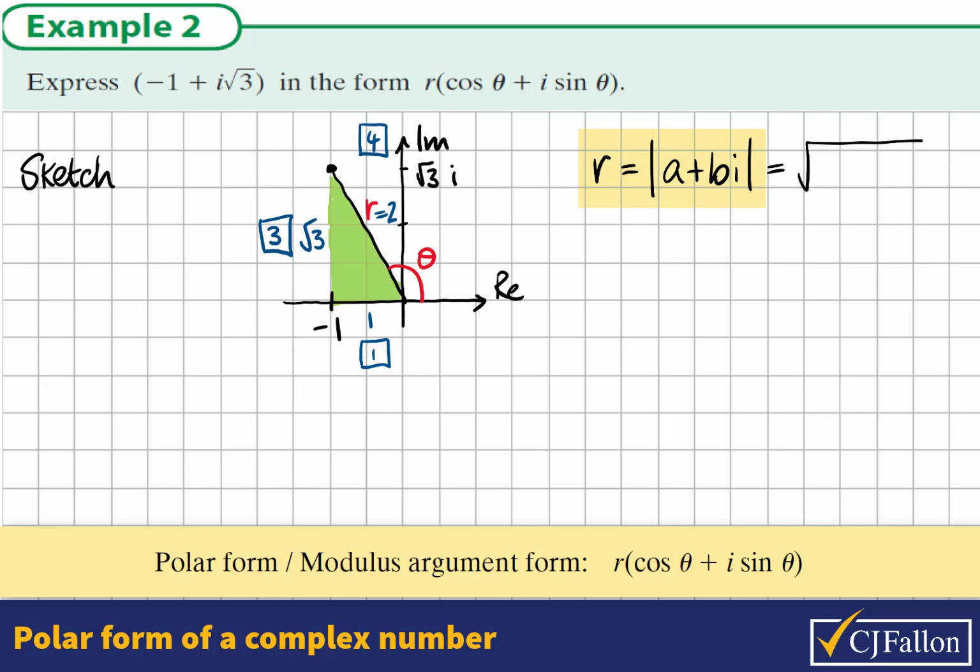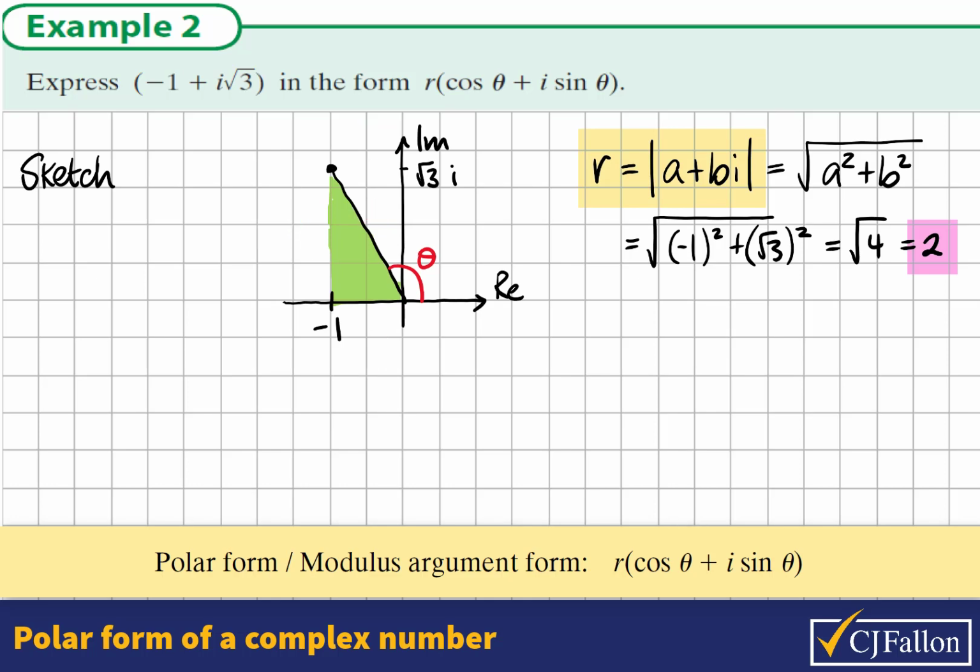So the modulus, the size of a plus bi, would be the square root of a squared plus b squared. So in this question, that's the square root of -1 squared plus root 3 squared. We see here we're getting the square root of 4, which is 2, the same answer we got by solving the triangle. So the size of this number is 2, its modulus is 2.